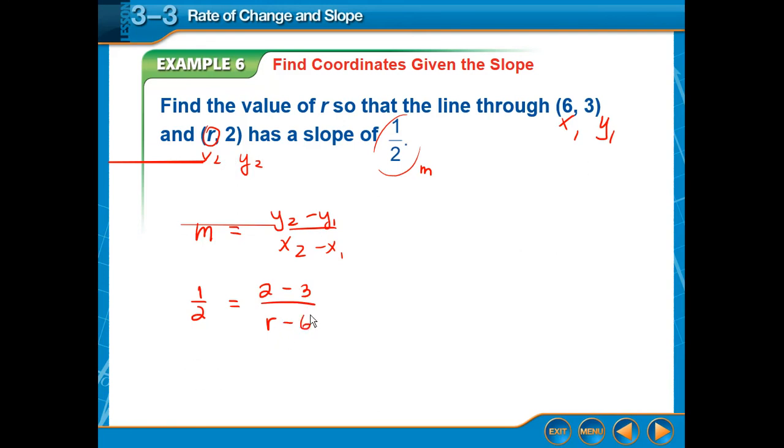Okay, so I can simplify this a little bit. I'm going to rewrite it. So 1/2 equals 2 minus 3, which is negative 1, over r minus 6. I can cross multiply this, so I can say r minus 6 is equal to 2 times negative 1, which is negative 2. And then I can add 6, and then I get r is 4. So that means that this point here is 4 comma 2. So my answer, r equals 4.